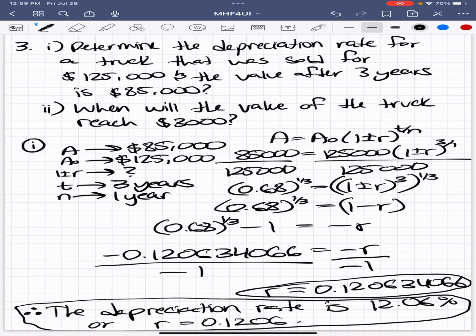If you need any help with questions that solve for R in particular, I suggest finding a textbook and doing questions that model this type of question. But we're going to move on to question number 2, and question number 2 is, when will the value of the truck reach $3,000? So we're solving for T.